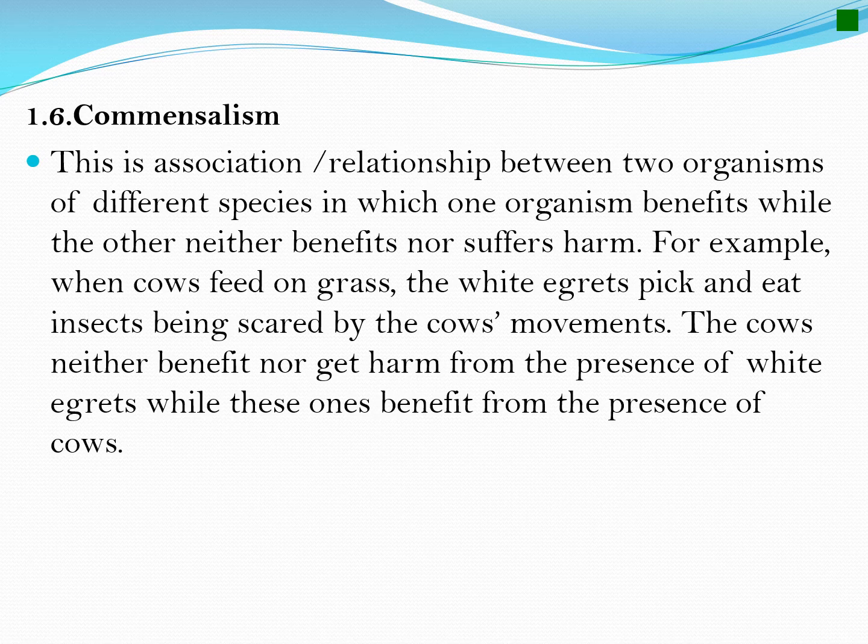Commensalism. This is an association or relationship between two organisms of different species in which one organism benefits while the other neither benefits nor suffers harm. The example provided here is between cows and white egrets. When cows feed on grass, the white egrets pick and eat insects scared by the cow's movements. So in this example, the cows are going to get no benefit. They are not going to get any harm too. But the white egrets are going to benefit from their presence. So this is what we call commensalism. One obtains a benefit while another one is going to obtain nothing, and it will lose nothing too.